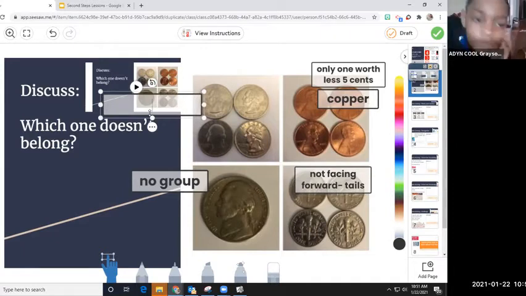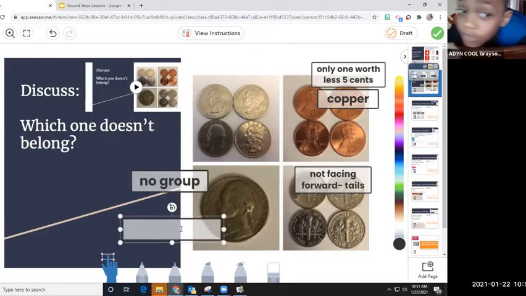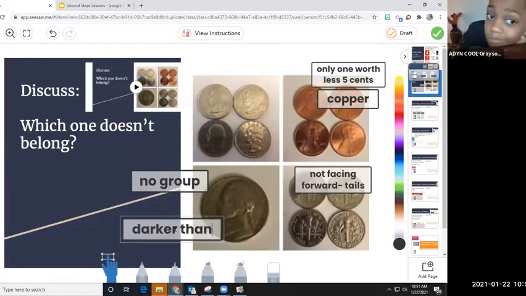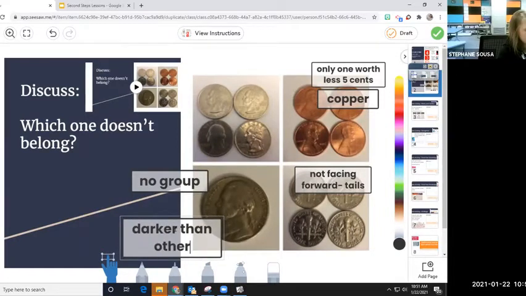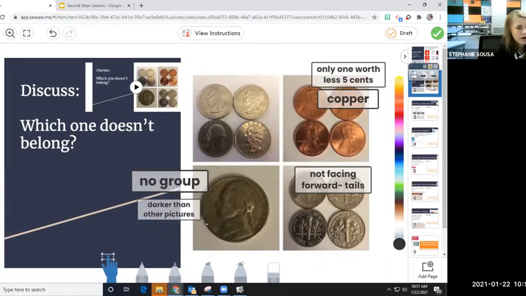All right, which one doesn't belong? So the nickel, because the nickel is kind of shaded, but all the other ones aren't. Okay. So this is darker than the other pictures. Yeah, the others kind of look like they have light on them, like they're shiny. This one is not. It's dull. It doesn't look like it's as bright.